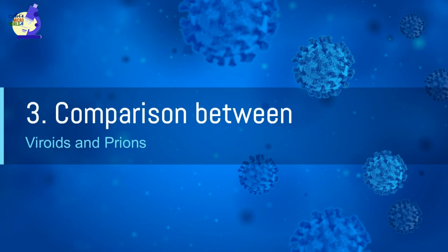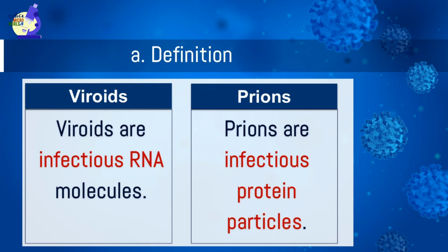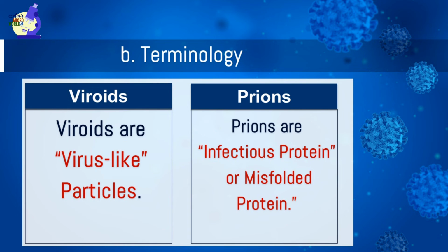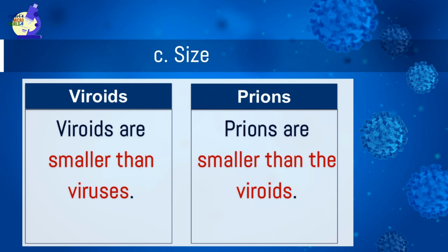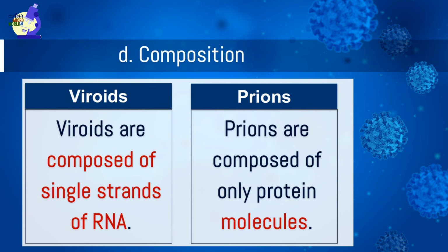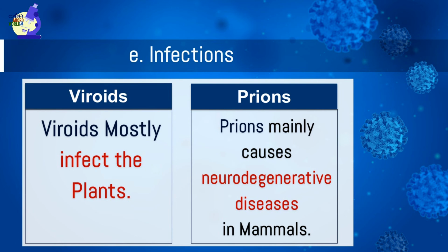Now we'll look at the comparison between viroids and prions. First, the definition: viroids are infectious RNA molecules, whereas prions are infectious protein particles. Second, terminology: viroids are virus-like particles, while prions are infectious or misfolded proteins. Third, size: viroids are smaller than viruses and prions are smaller even than viroids. Next, composition: viroids are composed of single-stranded RNA, whereas prions are composed only of protein molecules. Then infection: viroids mostly infect plants, whereas prions mainly cause neurodegenerative disease in mammals.